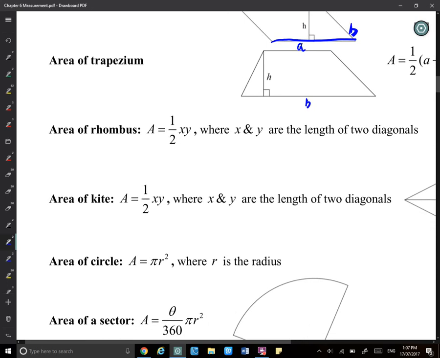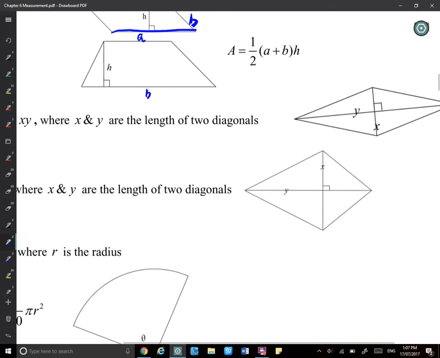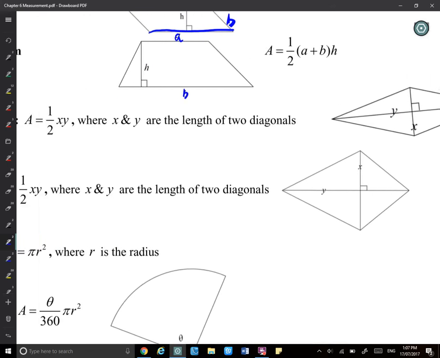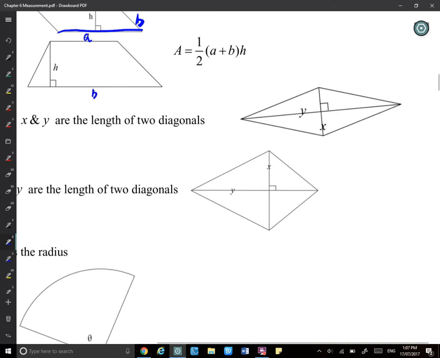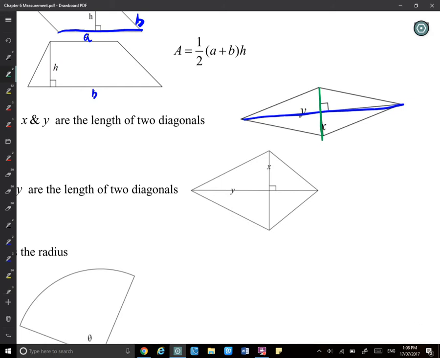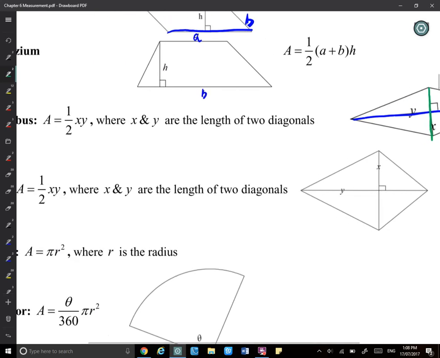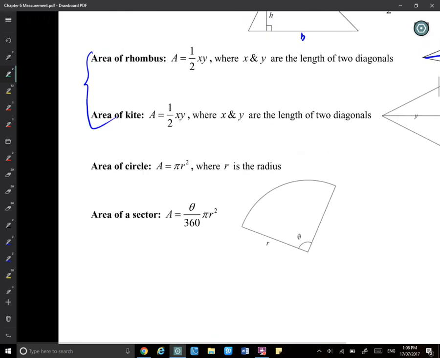The next two, what we have to learn before, is the rhombus and kite area. For a kite or a rhombus, it's a half x times y. X and y are the lengths of the two diagonals. That is y, that is x. So it's the blue one times the green one, times a half. Half the two diagonals multiplied together, and it's the same as the kite one.